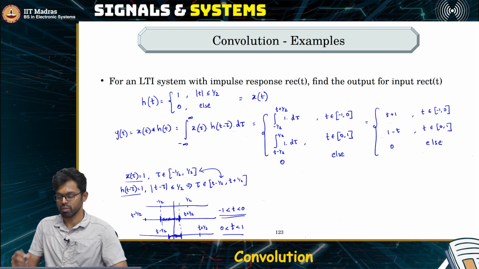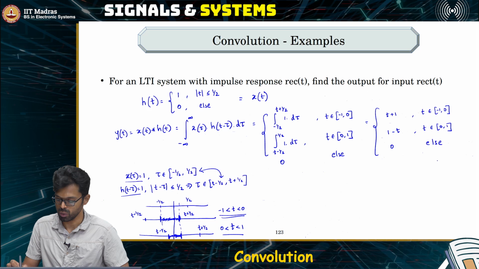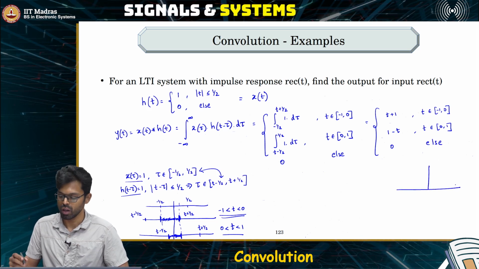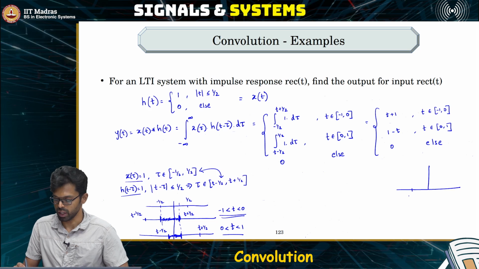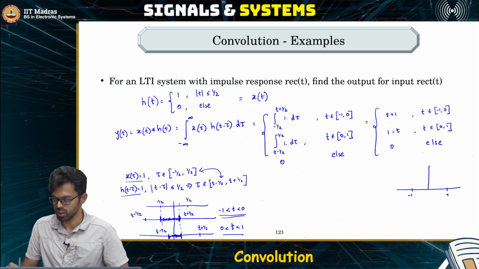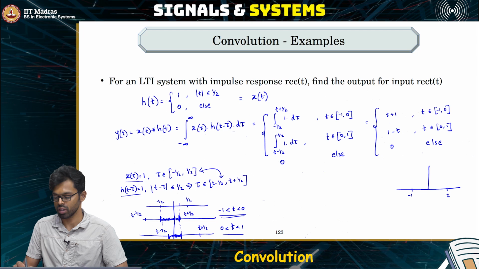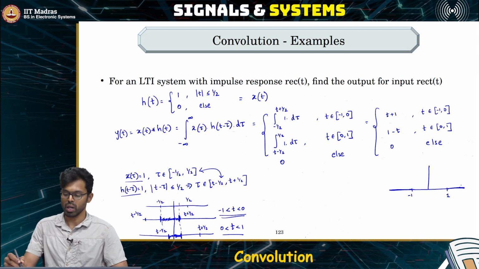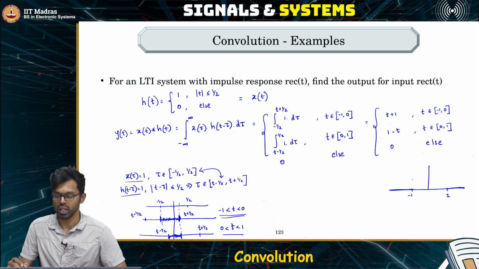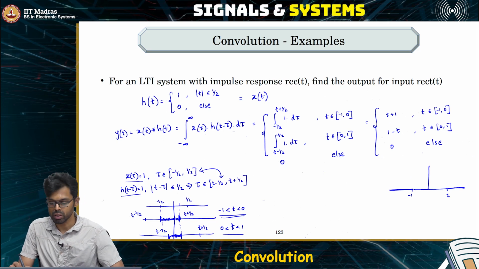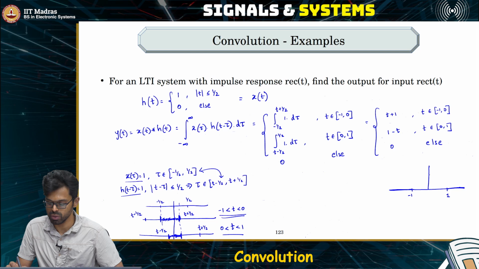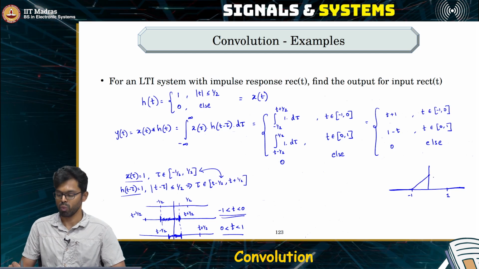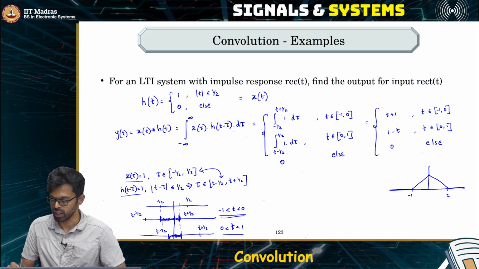How does this look when you plot? Let's see. From minus 1 to 1, it is non-zero. In all other areas, it is 0. What happens in minus 1 to 0? It is t plus 1. So at minus 1, it is 0. At 0, it is 1. So you get a line like this. And what happens in this region? You get a line like this.